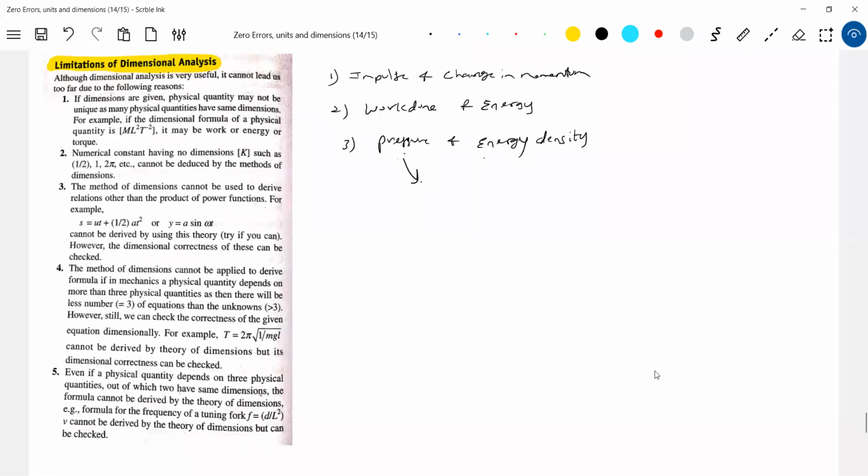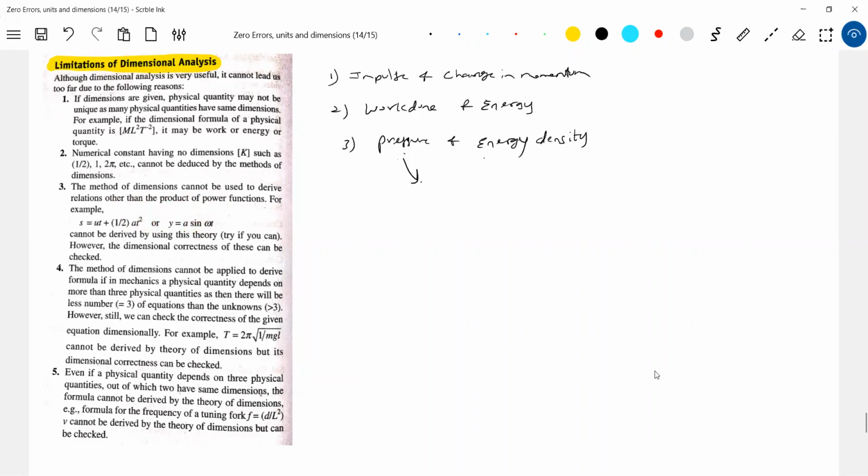The equation is dimensionally correct, but you cannot derive this. The method of dimensions cannot be used to derive relations other than the product of power functions. So what to do with sine? Can you predict sine using dimension analysis? This harmonic function cannot be predicted here. We can predict y and a, but we can't predict the harmonic.